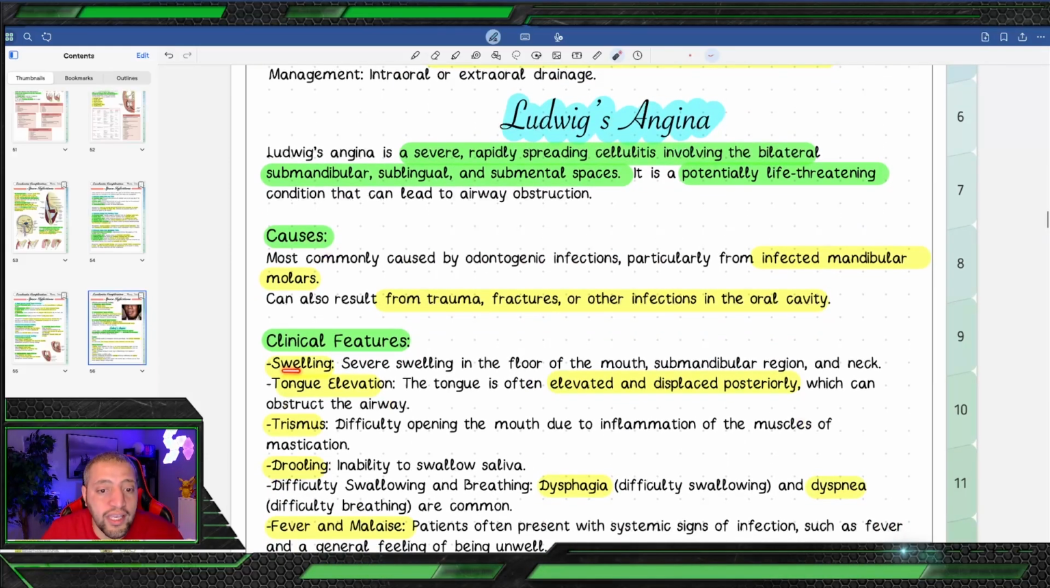Clinical feature: swelling. We have three swellings in the floor of the mouth. This might end up with tongue elevation, the tongue elevated and displaced posteriorly, which can obstruct the airway. This is the main criterion where this condition is really important to have immediate surgical management and immediate hospitalization, because you have a swelling here compressing the airway, and it's also elevating the tongue.